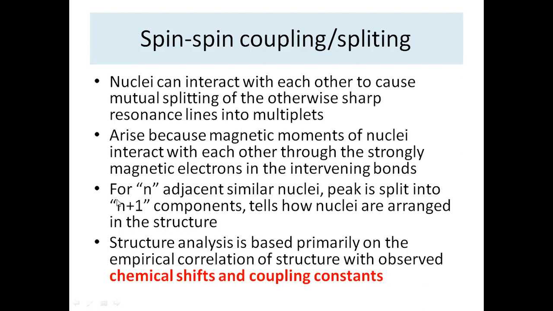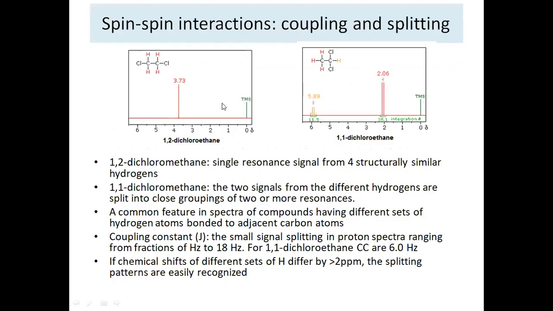Now, as a general rule, you can just remember that if there are n adjacent similar nuclei, and when I say similar nuclei, it means that all the protons, for example, are bonded to other atoms in the molecule in a similar way, so if there are n similar nuclei, then usually we get the peak which is split up into n+1 components. Let me show you in an image here, that will be easier for you to understand.